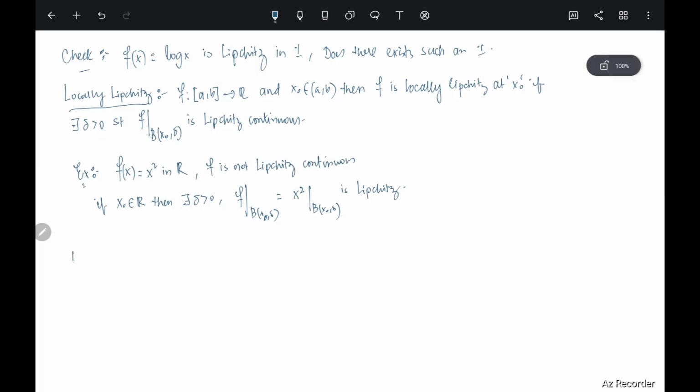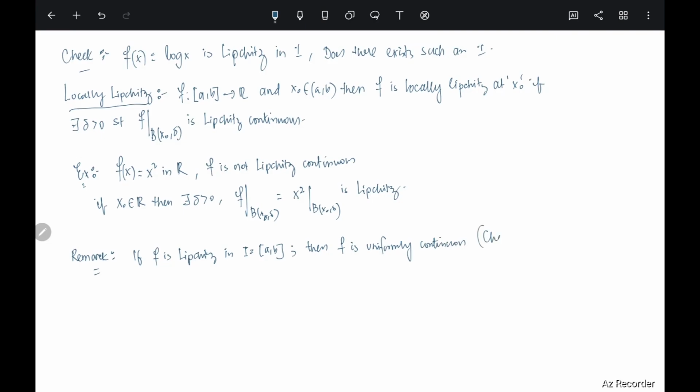Okay, another small remark I want to add is this. Let's say f is Lipschitz continuous in whatever interval I is (a, b). It can be R also. So if f is Lipschitz continuous in I, then f is uniformly continuous. This is very easy to check. Please do that. I want you to check this part. But now the question which I want to pose here is this.